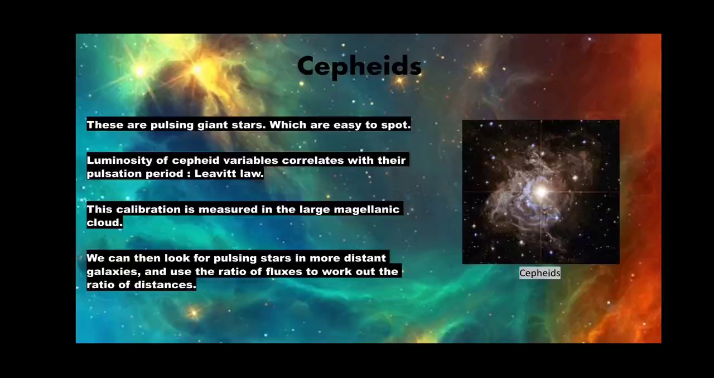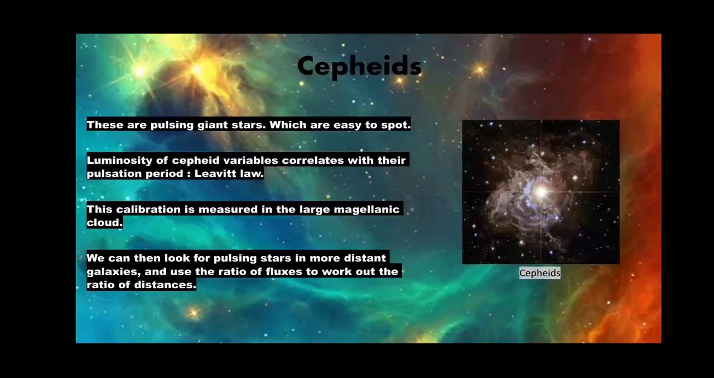The luminosity of a Cepheid variable correlates with its pulsation period. This calibration is measured in the Large Magellanic Cloud, where there are a lot of Cepheid variables. So if we see something with a given pulse and luminosity, and then we look at pulsing stars in more distant galaxies and use the ratio of fluxes to calculate the distance. But still, that's only far enough to get us to a handful of galaxies.